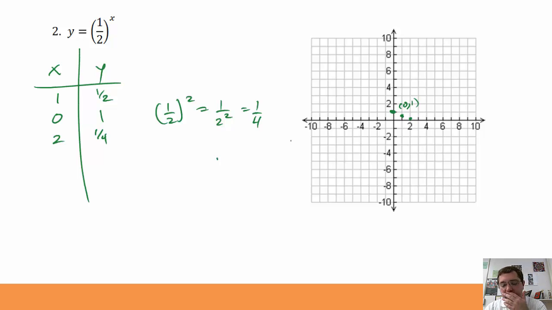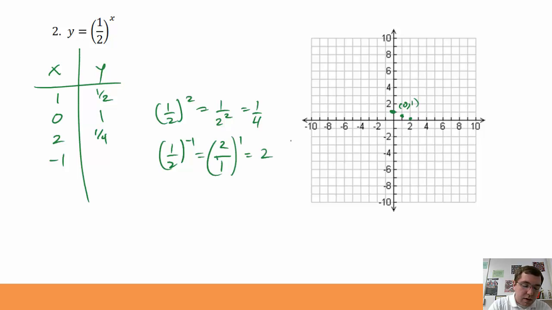So it looks like as x gets bigger and bigger in the positive direction, I'm going to get closer and closer to 0, closer and closer to the x-axis, a smaller and smaller fraction. What happens if x is negative 1? Well, I'm going to have 1/2 to the negative 1 power, which means I'm going to take the reciprocal of my fraction, 2 over 1 to the positive 1 power, and that's just 2. So if x is negative 1, y is 2.